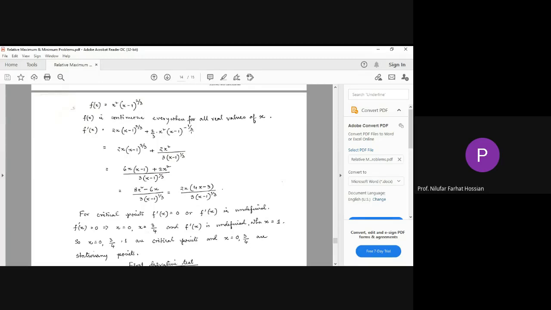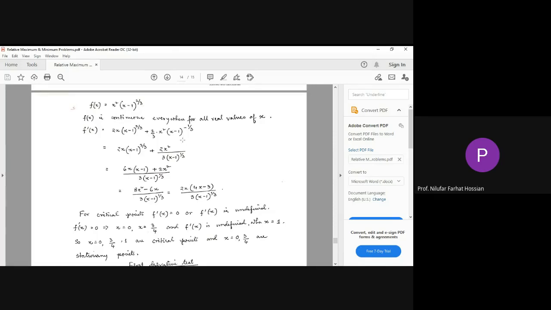So you see this function is continuous everywhere. Though it is not a polynomial function, it is continuous everywhere. So let us find the derivative. d/dx of the first function, 2x. 2x into this plus x square into d/dx of this. So 2 by 3 into x minus 1 whole to the power minus 1 by 3 into x square.